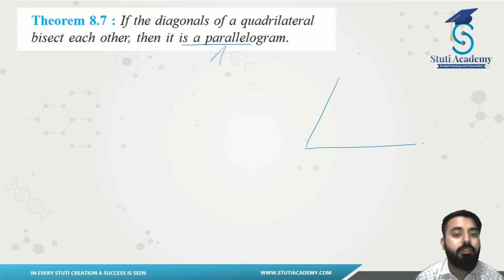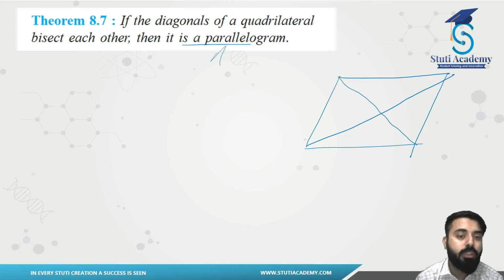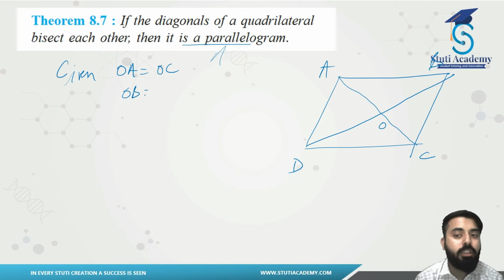So you guys see, if I just draw this one, I have been given that the diagonals are bisecting each other. So that means if I draw this ABCD, this is O. So I have been given what? Given is OA is equal to OC, OB is equal to OD. Right? We have to prove that ABCD is a parallelogram. So required to prove is ABCD is a parallelogram. So this is quite easy.